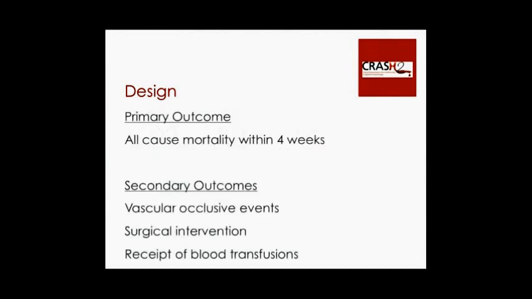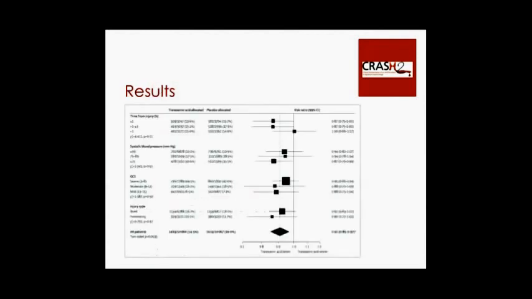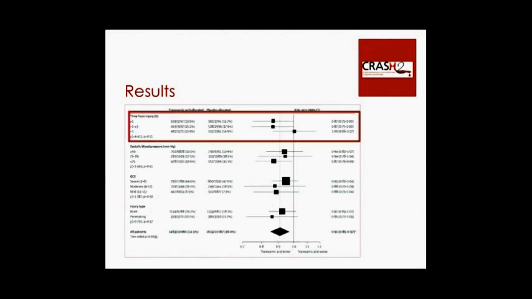They looked at primary outcome of all-cause mortality in a month, and important secondary outcomes included vascular occlusive events, surgical interventions, and receipt of blood transfusions. And these are the results. So as you can see, they divided them into subgroups by time, blood pressure, GCS. And if you look at the time, the signal of benefit is higher in the patients that were treated within 3 hours. Afterwards, it was kind of all over the map. You couldn't really make much of it.